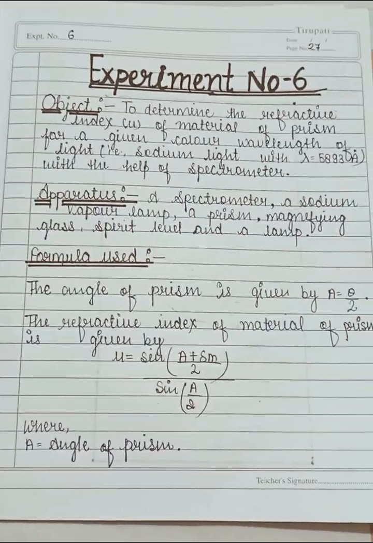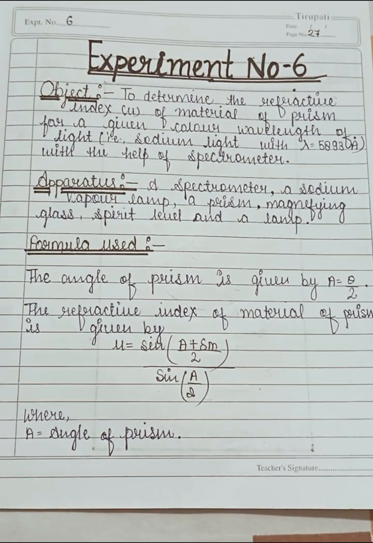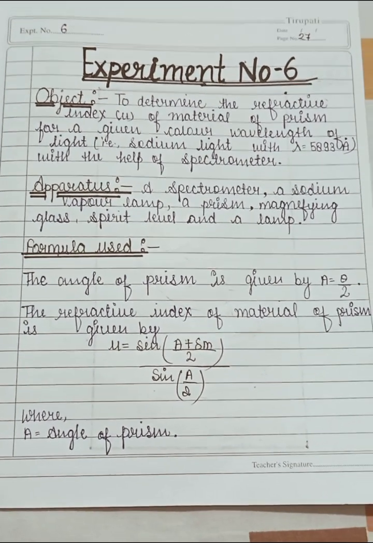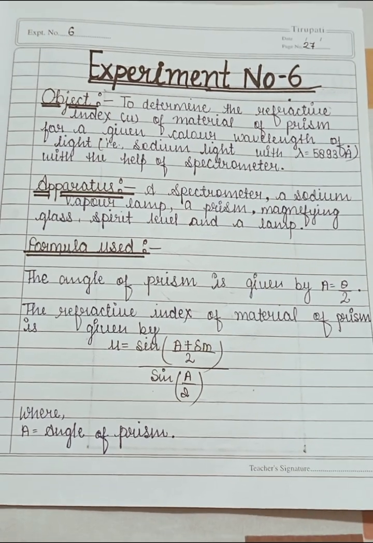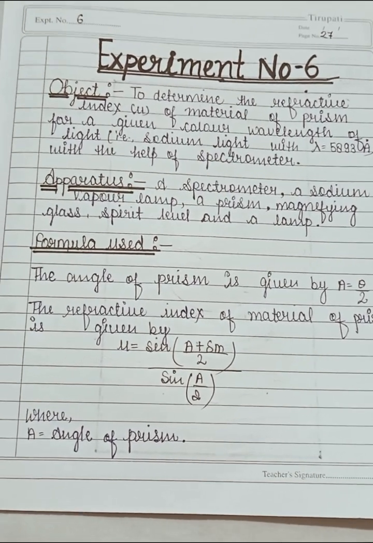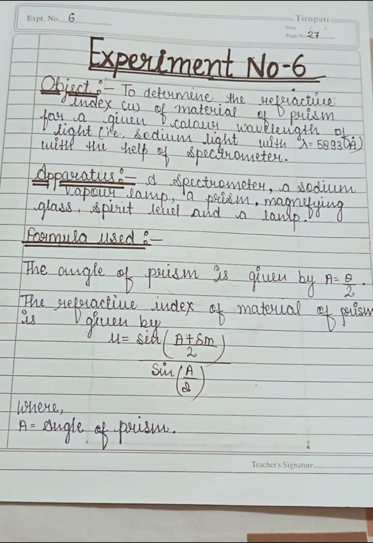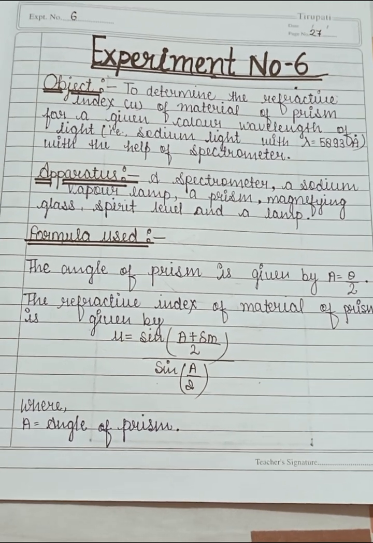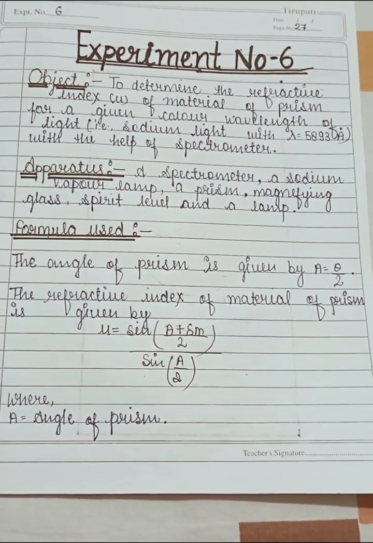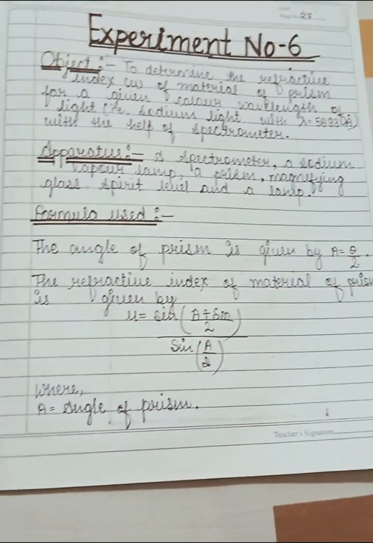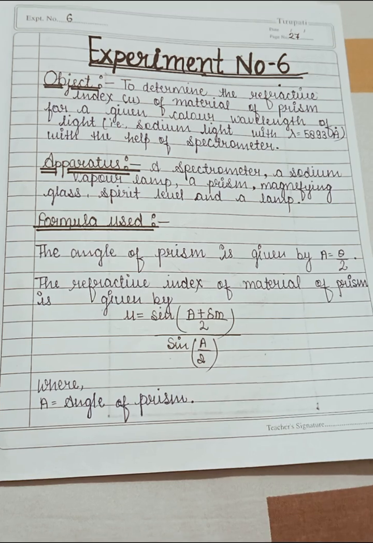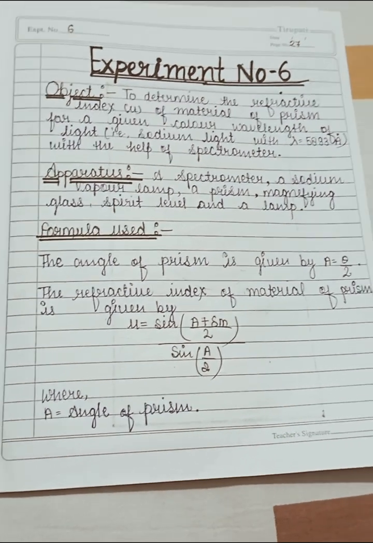In this video we will perform an optics experiment to determine the refractive index of a prism for a given color wavelength of light, that is sodium light with wavelength lambda equal to 5893 angstrom, with the help of a spectrometer. Let us begin with the objective of the experiment.